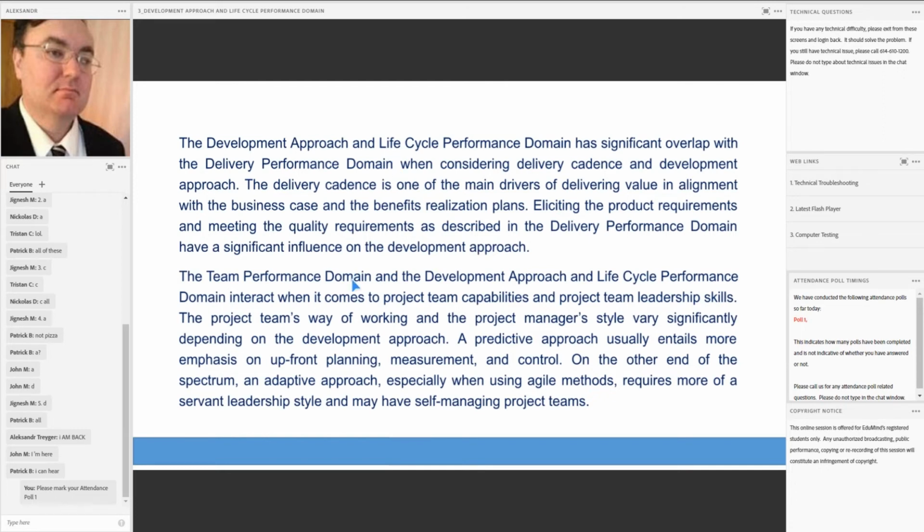The team performance domain and the development approach and lifecycle performance domain interact when it comes to project team capabilities and project team leadership skills. The project team's way of working and project manager style vary significantly depending on the development approach. A predictive approach usually contains more emphasis on upfront planning, measurement, and control. On the other end of the spectrum, an adaptive approach, especially when using agile methods.